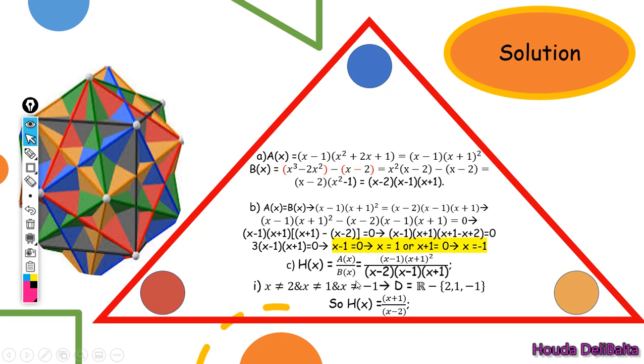So definitely we are going to take the factorized form in order to make things easier. So a of x, which is x minus 1, x plus 1 squared, over the factorized b of x, which is x minus 2, x minus 1, and x plus 1. Now we notice that we can simplify x minus 1 with x minus 1 and x plus 1 squared with x plus 1, but before that, we have to maintain the domain of definition.